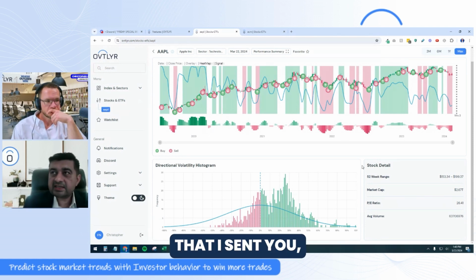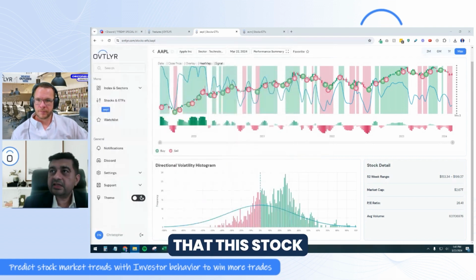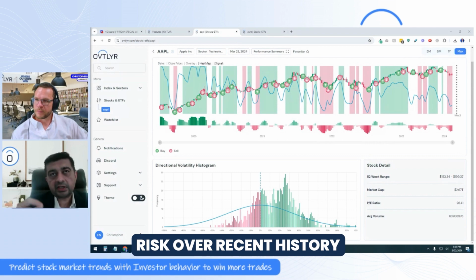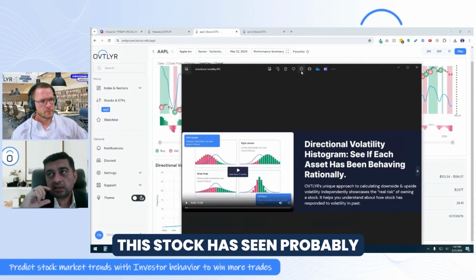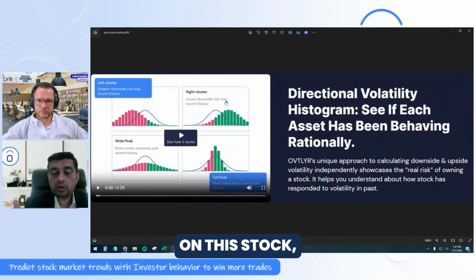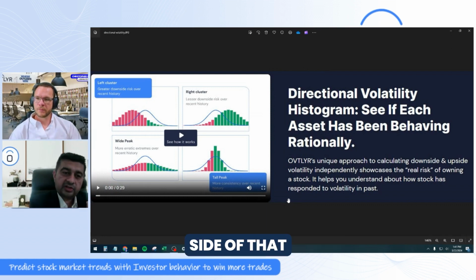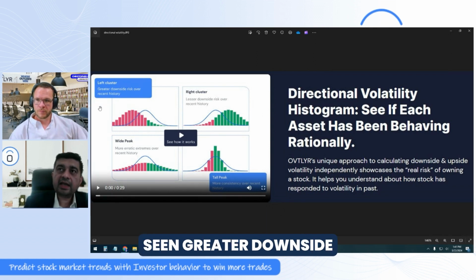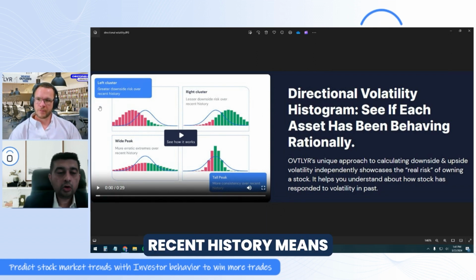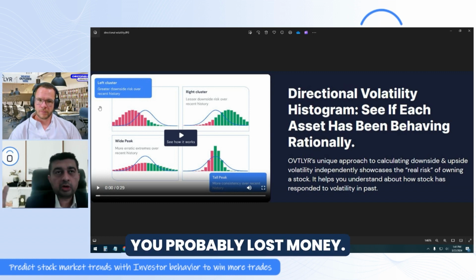In that image that I sent you, let's say this Apple stock, it has this right cluster. What it means is that this stock has seen lesser downside risk over recent history. Means in the last 4.5 years, this stock has probably given you better returns if you were long on this stock. If you see more red cluster toward the left side of that distribution curve, then it tells you that this stock has seen greater downside risk over recent history. Means if you were long on this stock, you probably lost money.